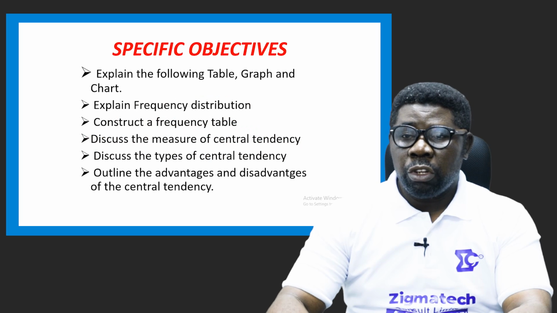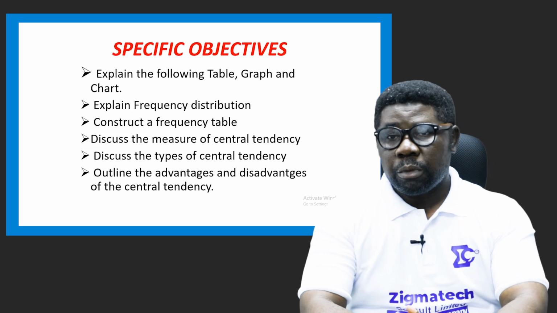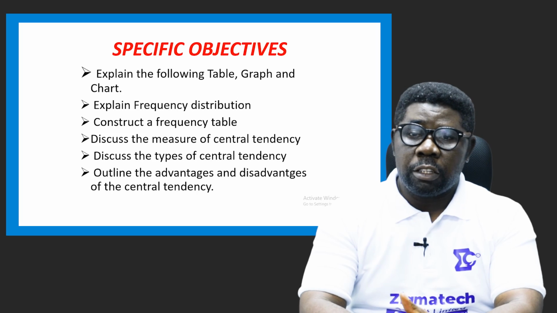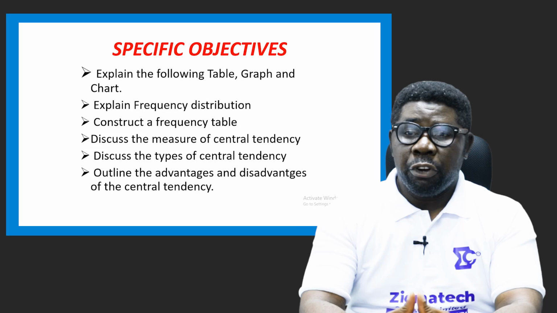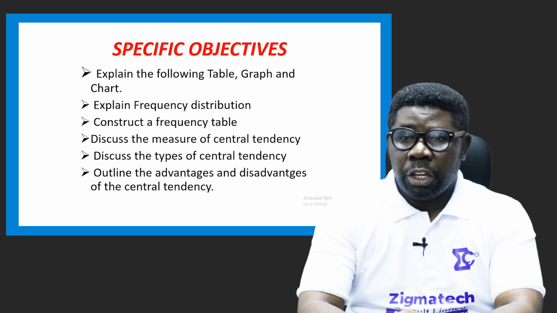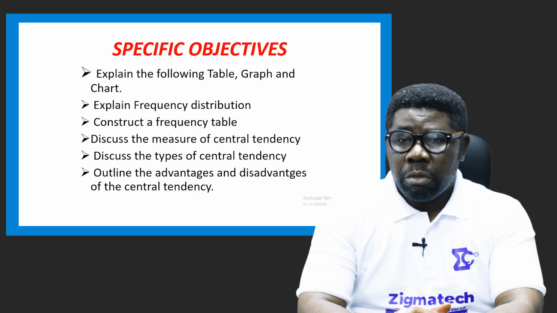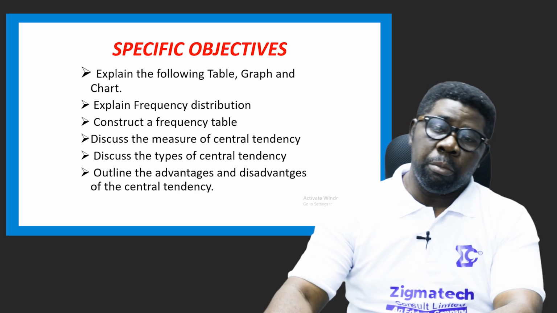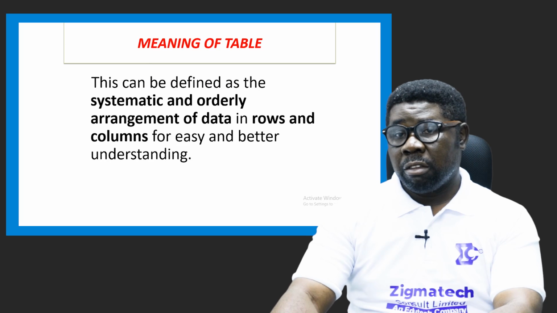For this topic today, we're going to explain the following, that is tables, graphs, and charts. Then we explain the frequency distribution, and we do a sample of it. We'll construct a frequency table by doing so, discuss the measures of central tendency, the types, and its advantages as well. So these are the scope of our study for today. Let's see how we're going to go through that.